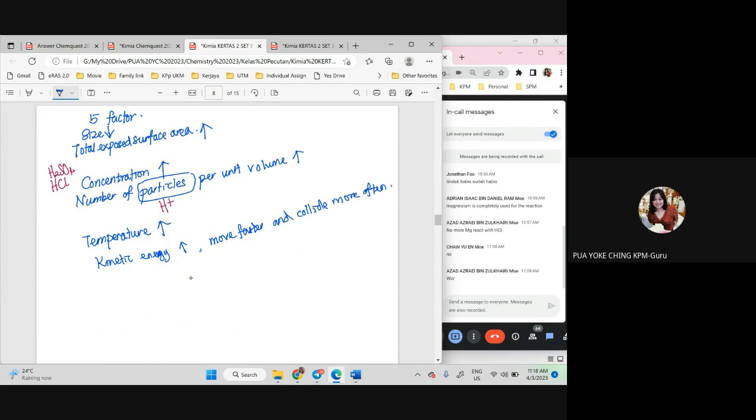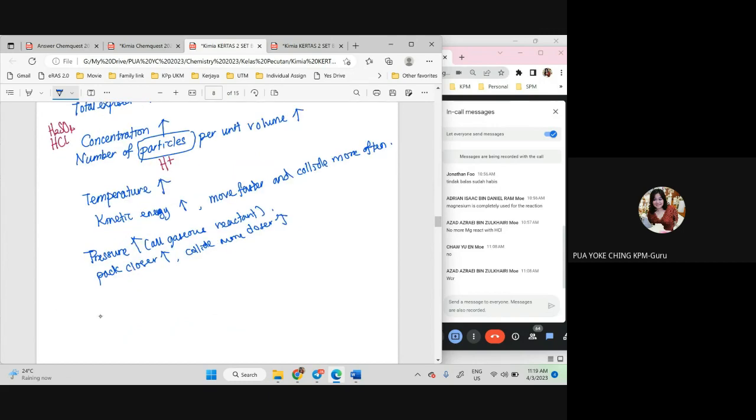Pressure saya tak sebut, you baca. Saya harap dia tak keluar. Dia jarang sikit keluar. Pressure. But pressure, you must remember, it must be all gases reactant. Okay, pressure tinggi, then they will be packed closer. Okay, so they will collide more often. Okay, bila pressure tinggi, dia akan lebih padat.